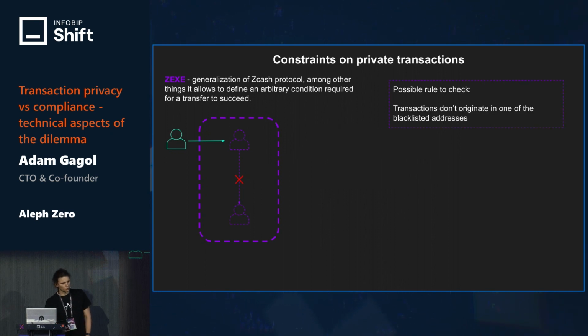The more interesting rule to check would be that transactions don't originate from any of the blacklisted addresses. This is a rule, of course, which would have to change with time. So the concept of a blacklist is that there is some possibility of adding addresses to this list. But actually, it conveniently solves our problem in a way.